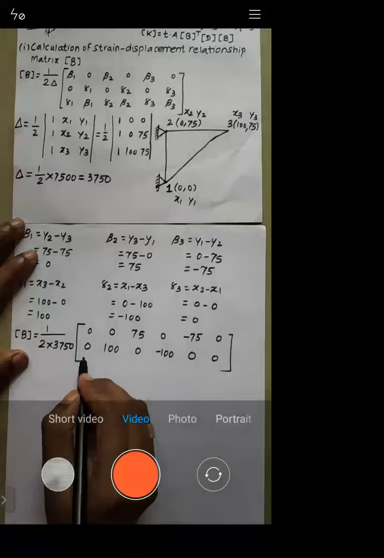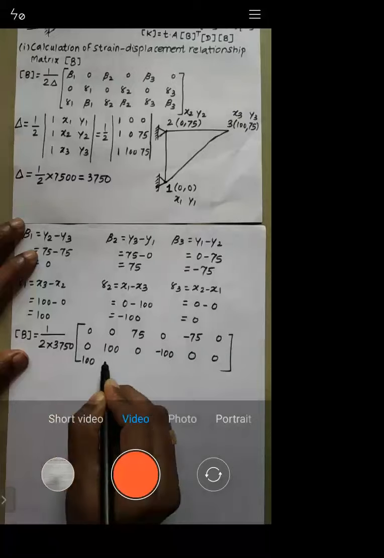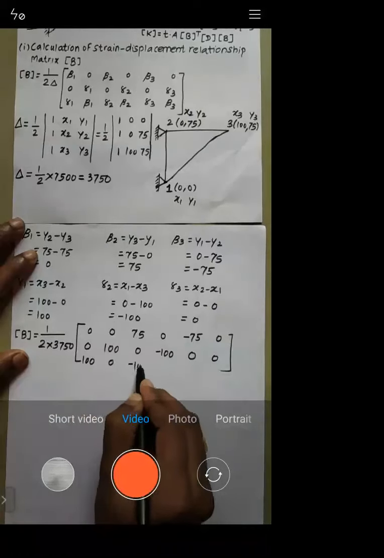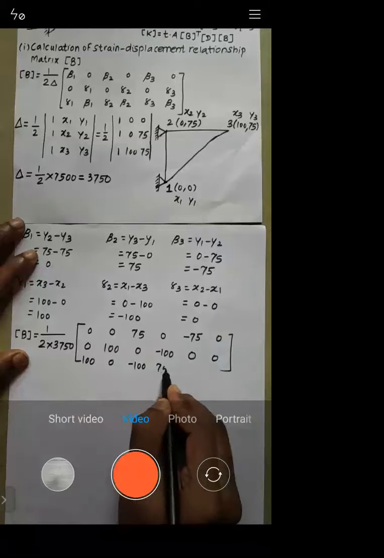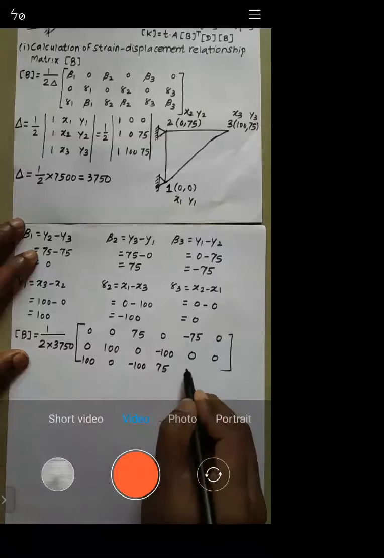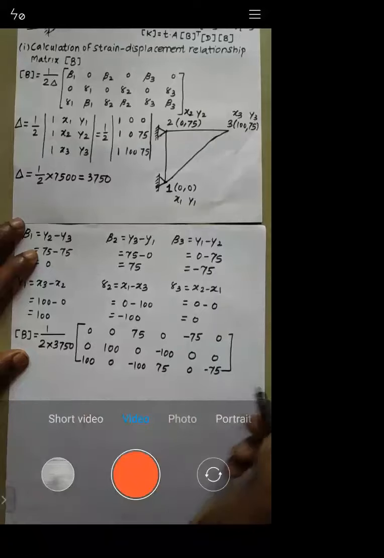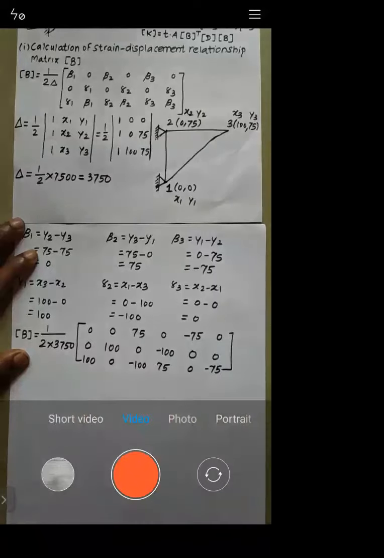Beta, gamma 1. Gamma 1 is 100. Beta 1 is 0. Then gamma 2, it's minus 100. Beta 2, it's 75. Then gamma 3 is 0. And beta 3 is minus 75. Is it okay? All of you just check it. Is it okay with this equation?